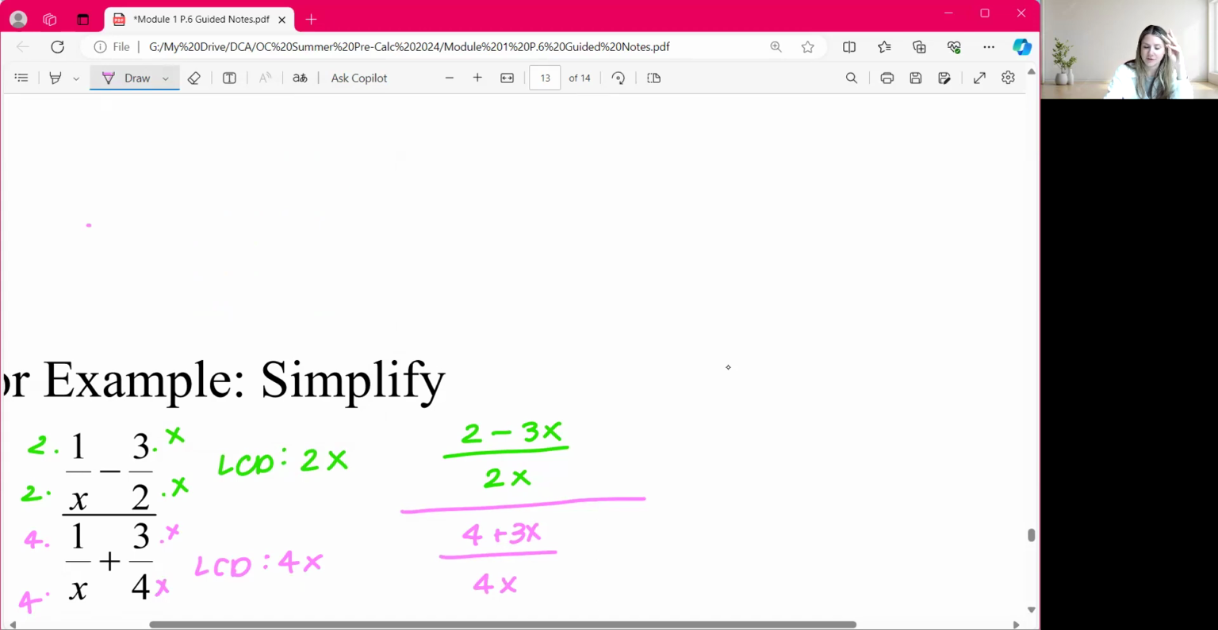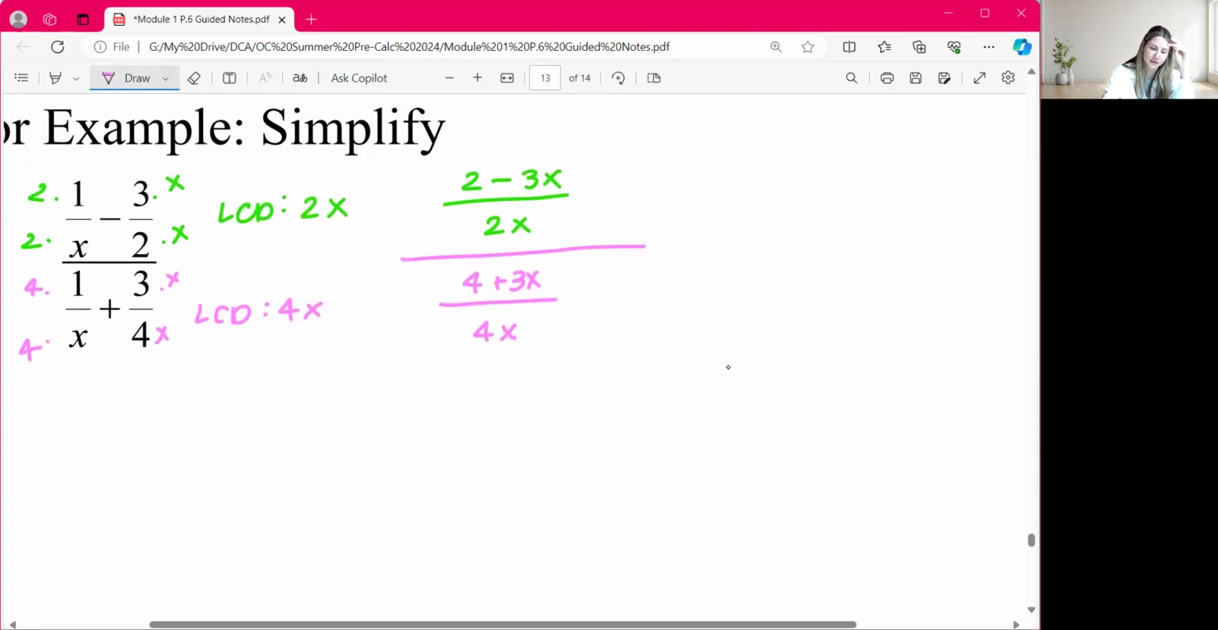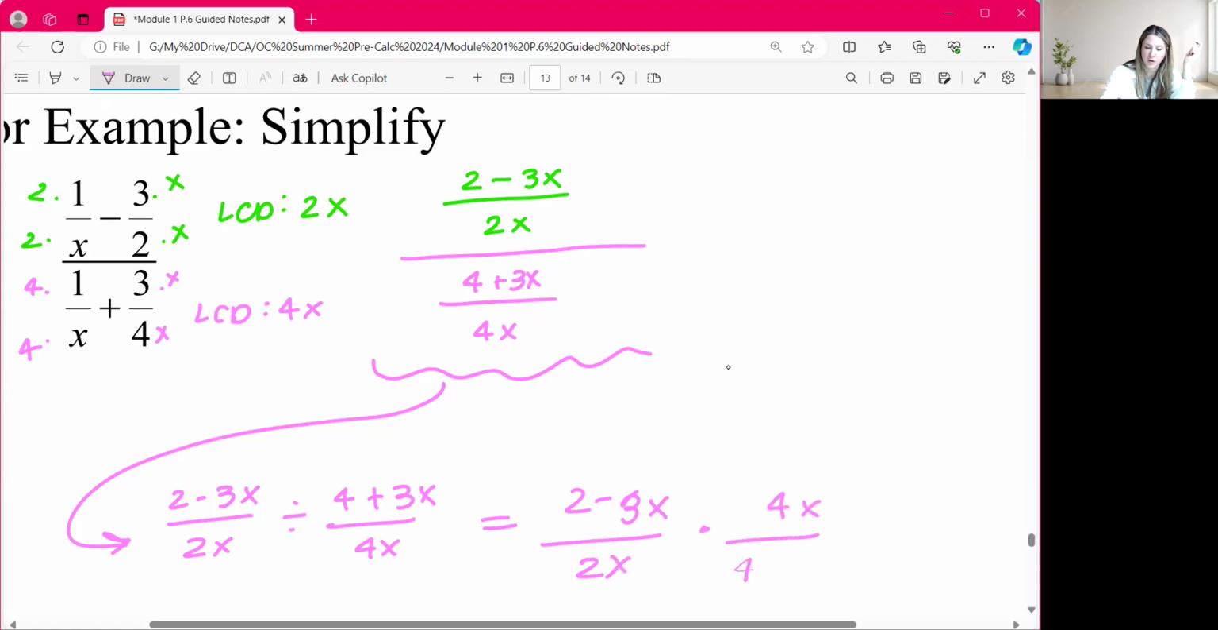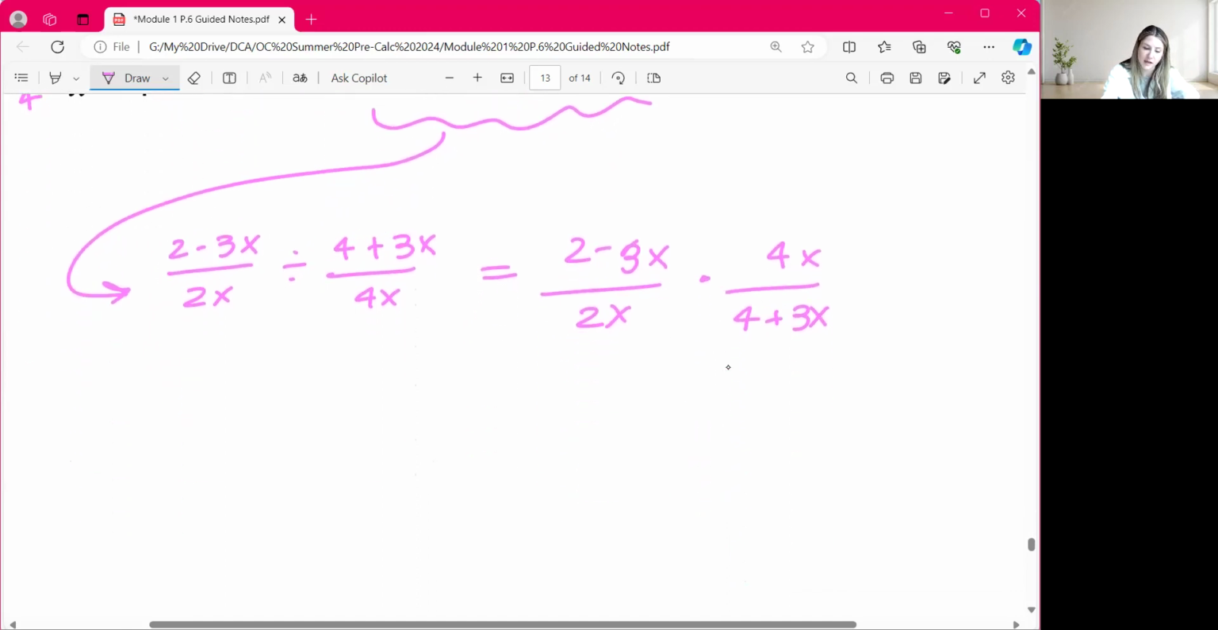So we've got a fraction divided by a fraction. Notice now we can write this as 2 minus 3x over 2x divided by 4 plus 3x over 4x. And we know how to handle that. We know when we divide fractions, we need to multiply by the reciprocal. So now we're going to do 2 minus 3x over 2x times 4x over 4 plus 3x. And that's our problem. We're going to simplify where we can here.